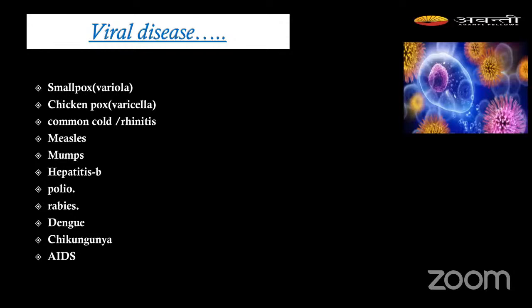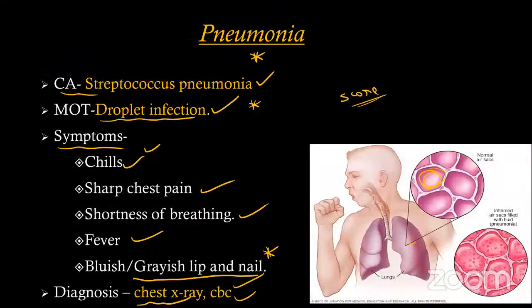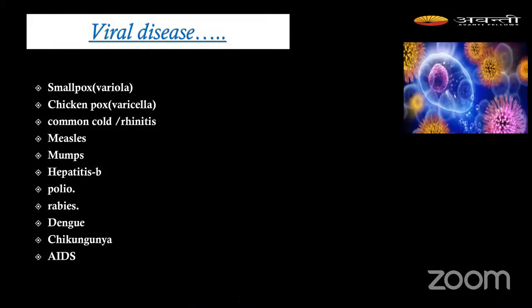Okay. So then coming to the viral diseases, which are the diseases we learned now in bacteria? One is typhoid. Typhoid is related to fever and another one, pneumonia, is a lung disease. Okay. Fine. So then coming to the viral diseases, which are the viral diseases? Just remember which are the viral diseases you know, students. Smallpox and chickenpox and coming to the common cold, measles, mumps, hepatitis and polio, rabies, dengue, chikungunya and AIDS. Okay. So these all are the viral diseases.